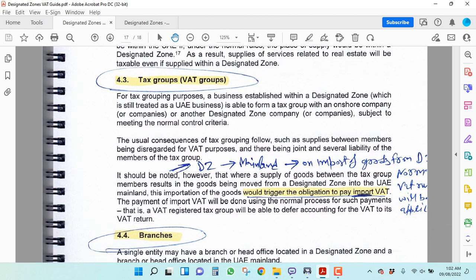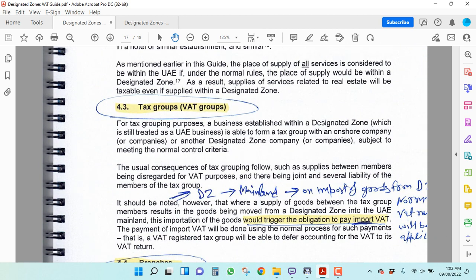Now tax group. These two are very important, tax group and branches. Many people get confused, they don't know what the treatment should be. For a tax group, let's assume we have one company in mainland LLC and one company in a DMCC free zone, and we form a tax group, so we are part of the same tax group. What is the normal treatment? If we are supplying from one tax group member to another within the same group, we don't charge any VAT on that transaction, it is out of scope. But if one group member is in mainland and another group member is in a DZ, then the treatment will be totally different.